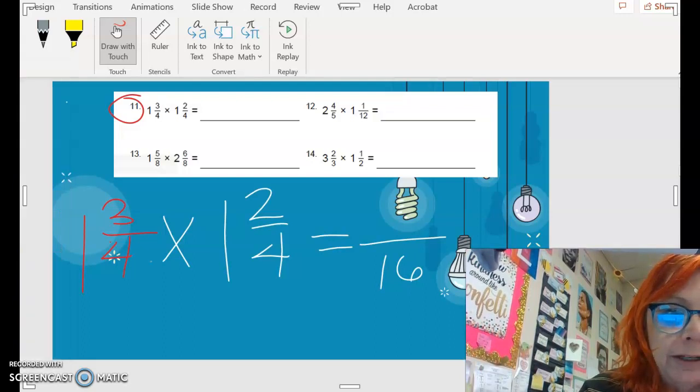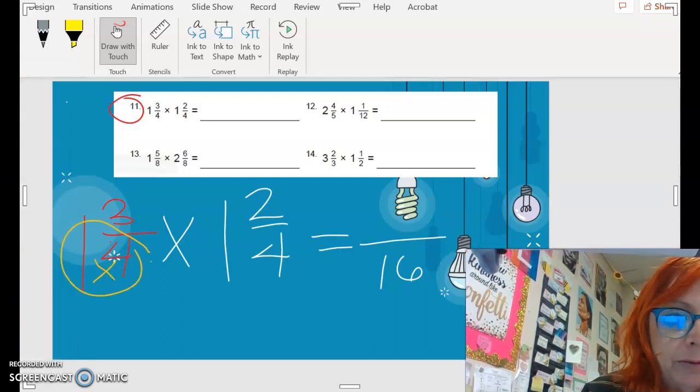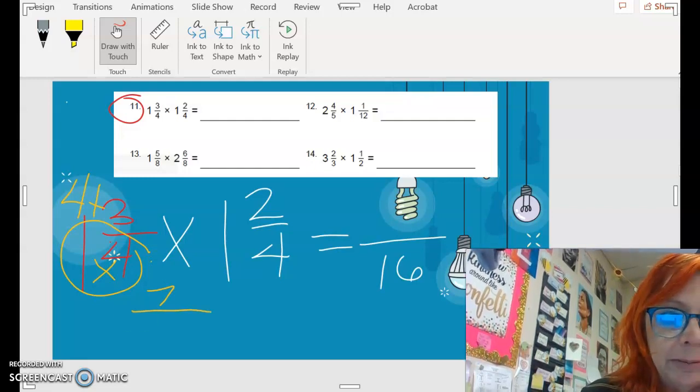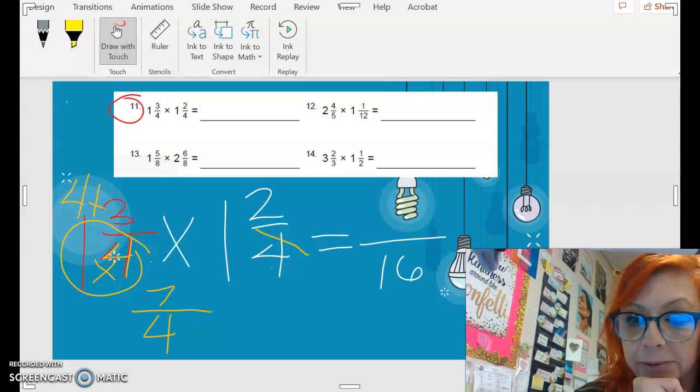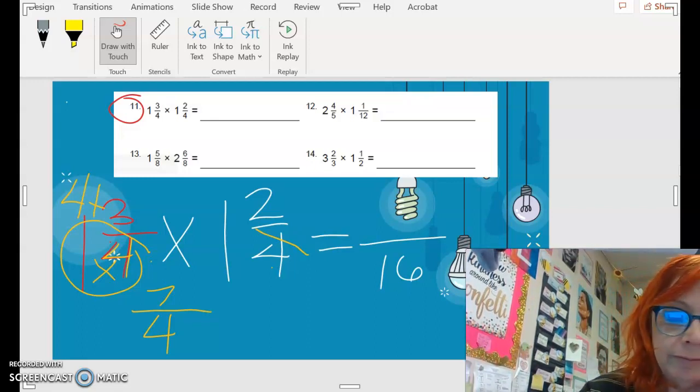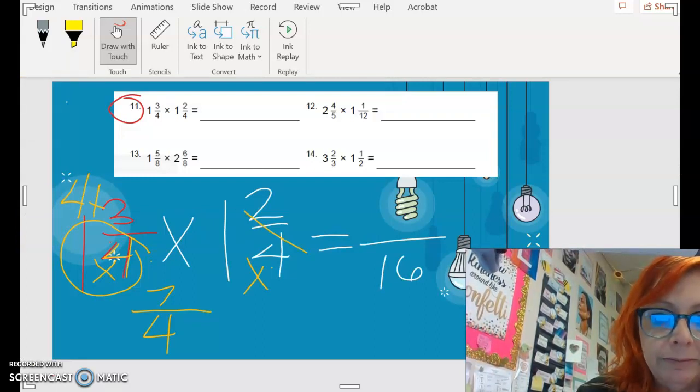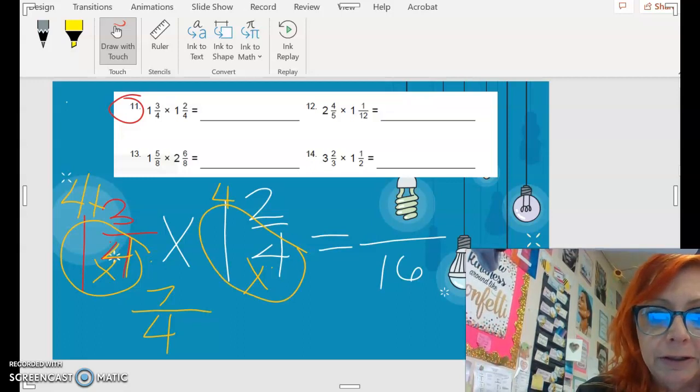Okay, so 1 and 3/4. First, I do this part. 1 times 4. What do I get? 4 plus the 3. What is that? 7. And what will my denominator be? Doesn't change. It'll be 4. Okay, now let's do this one. What's my first step? My first step is I multiply the 1 times the 4. 1 times 4 is 4, plus 2 is 6 over 4.